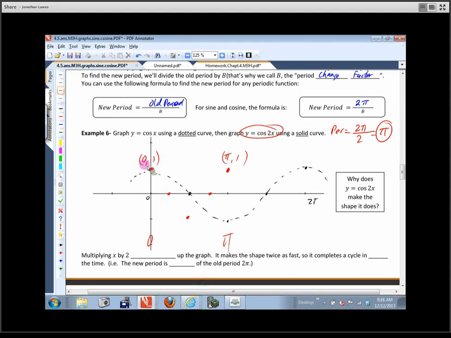So if this is 0, 1, and this is pi, 1, what's the x coordinate right here? Hey, Hop. What's the x coordinate right here in the middle?